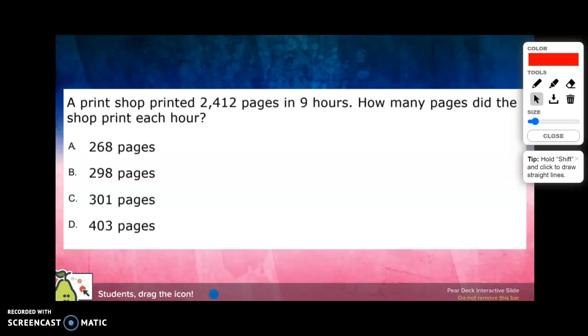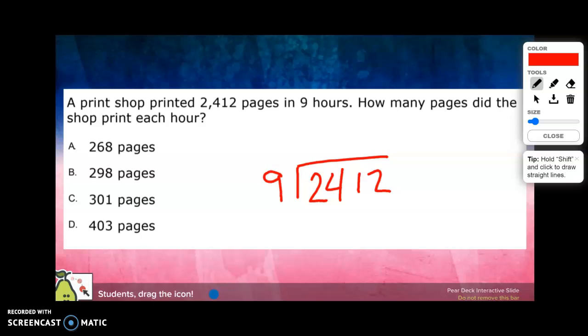A print shop printed 2,412 pages in 9 hours. How many pages did the print shop print each hour? So in this one, you are going to have to divide. So we're going to divide 2,412 divided by 9.